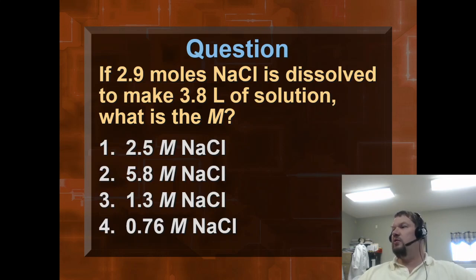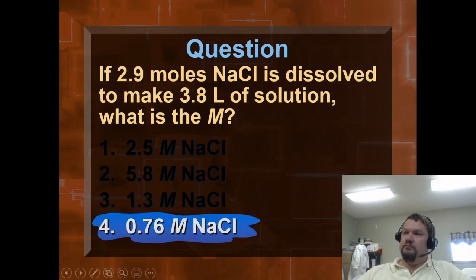If 2.9 moles of sodium chloride is dissolved to make 3.8 liters of solution, what is the molarity? Well, we already got it in moles. We've got the solute in moles. We've got the solution in liters, so it's just 2.9 divided by 3.8, which is about 0.76. 0.76 molar sodium chloride solution.